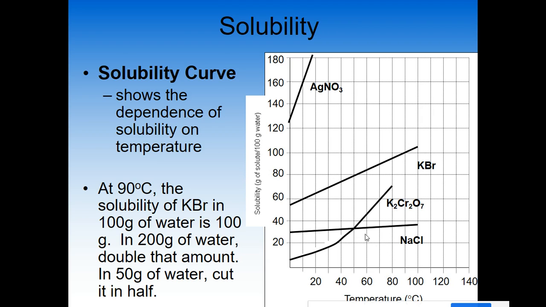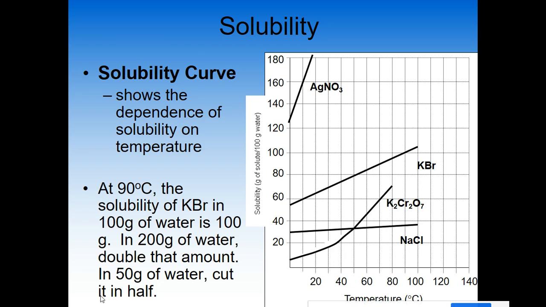The solubility curve that you have describes four particular solutes. You have silver nitrate, potassium bromide, potassium dichromate, and sodium chloride. Other solubility curves will have other solutes described on them, but these are the four in yours. So I want to go over, first of all, how you read solubility curves, and then we're going to go over some different types of problems.